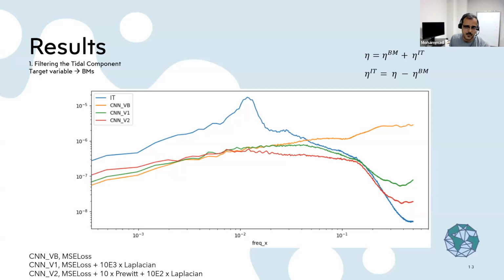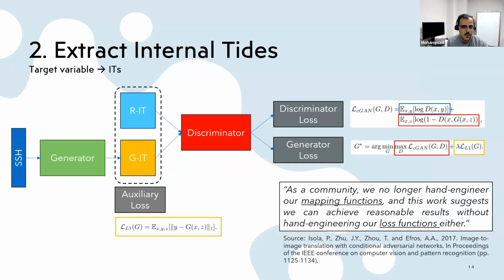But one cool thing is in high frequency, which, if you remember the first image on the frequency domain, where we compare balanced motions, SSH, and internal tides. When we have comparable internal tide components, we can see here that the model could catch this part. Keep this take-home message.